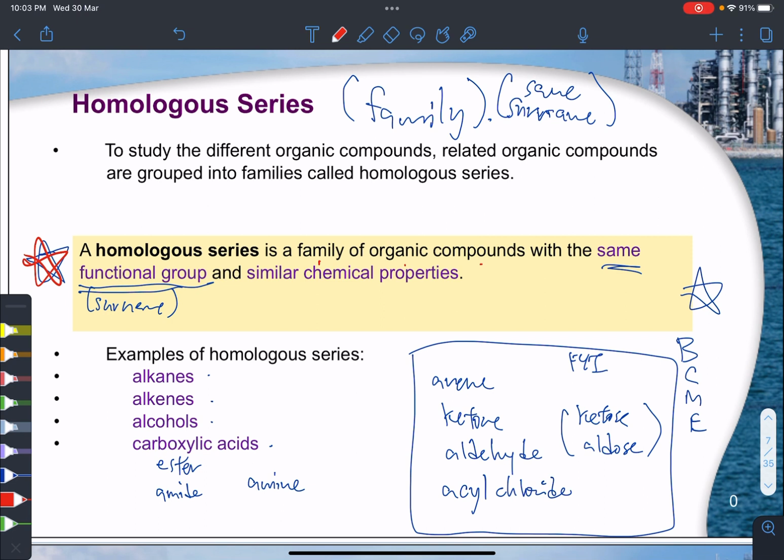When I mark, the key thing I'm looking out for is the same functional group and the similar chemical properties. Both must come together. If you have one and not the other, you will not get the 1 mark. So what is a functional group? It's basically the thing that you can see. It's like they see your surname, and likely they are the same group.